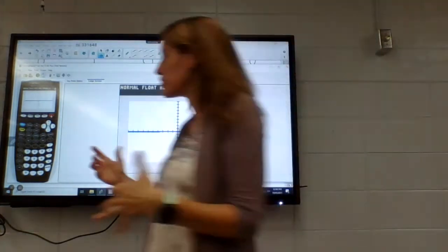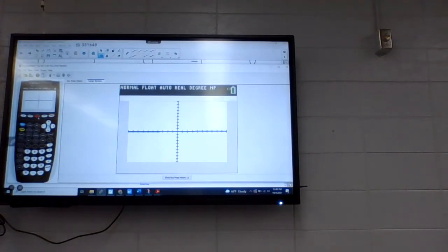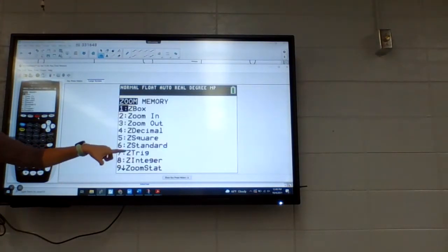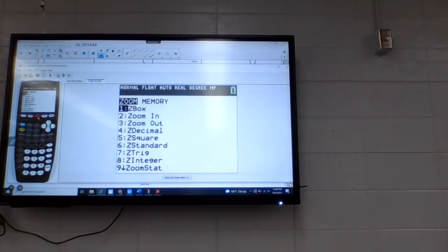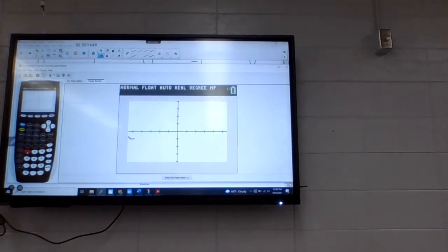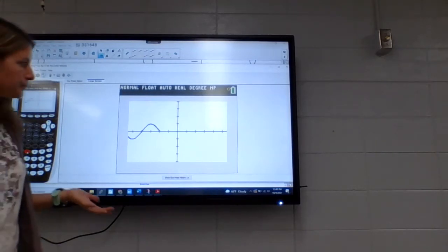So a few things you can do. One of them is there's a trig zoom. What that zoom does is it takes you into a trigonometry mode. That's one of the things I like to use. So zoom trig, that's one place. If you don't get the graph you're expecting, that looks much nicer.